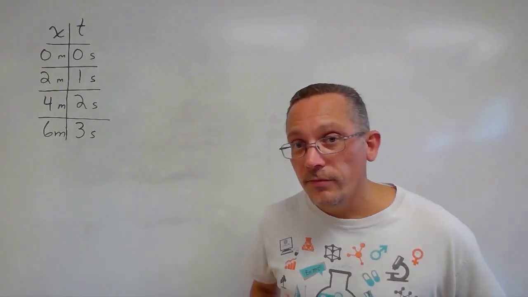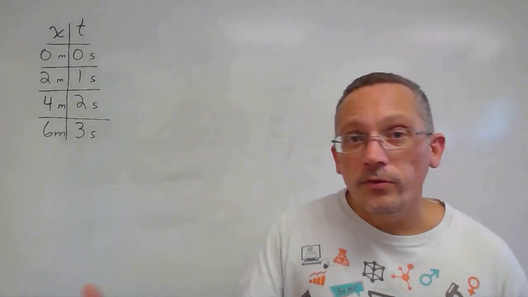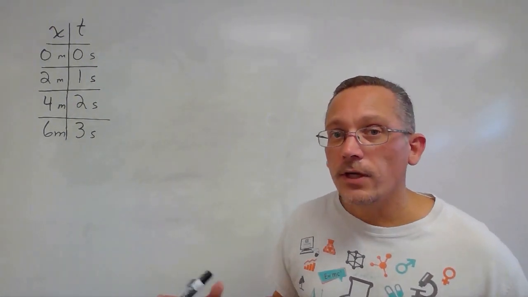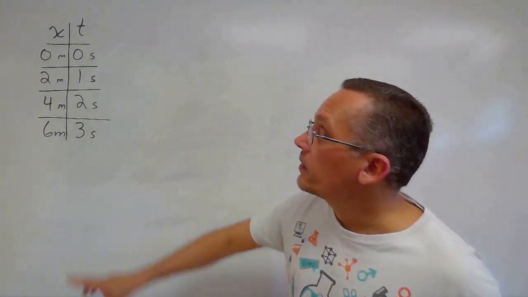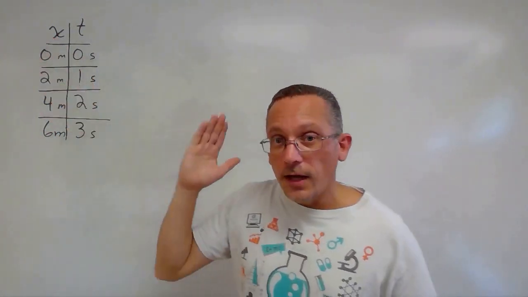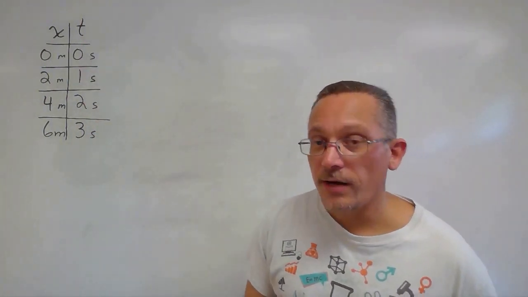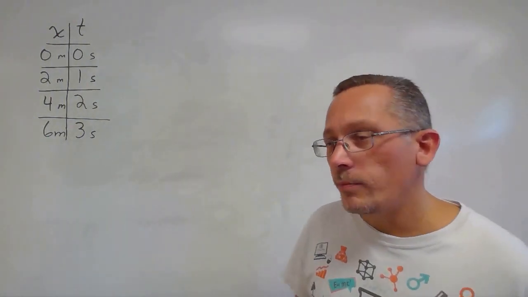Now, a very convenient way to look at data concerning a moving object is with a graph, okay? We can very easily make what's called a position versus time graph. A position versus time graph is going to have the position on the y-axis of the graph and the time on the x-axis of the graph. So let's make a little graph here. We could use a graphing program. I'm just going to draw one by hand.